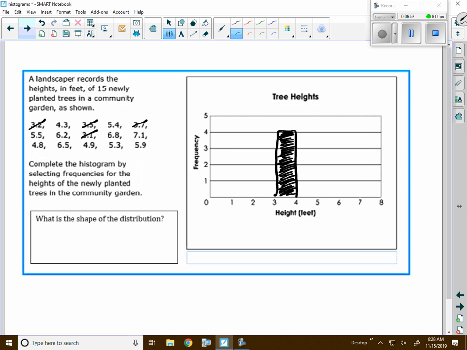How many numbers are between 4 and 5? 3. So 4.3, 4.8, 4.9. So there are 3. So we go 3 on that next one. Between 5 and 6: 1, 2, 3.